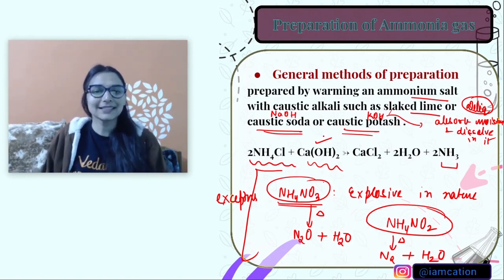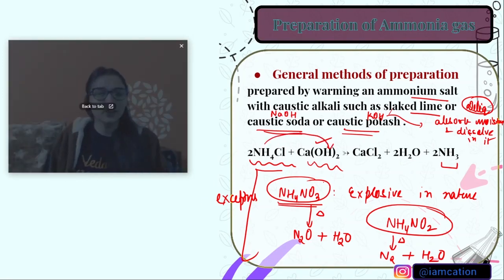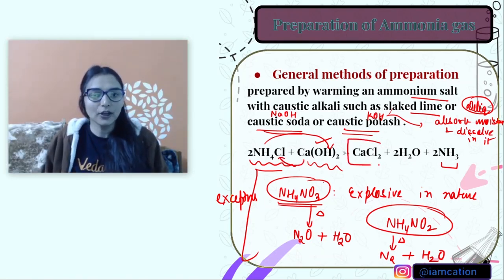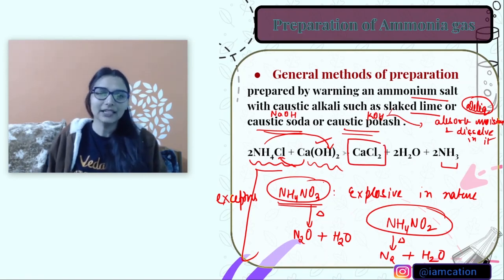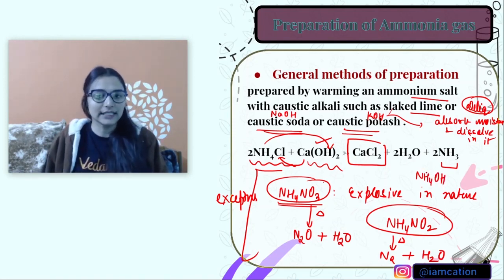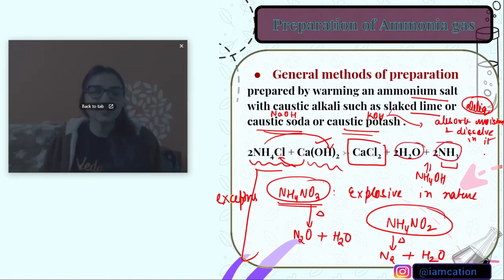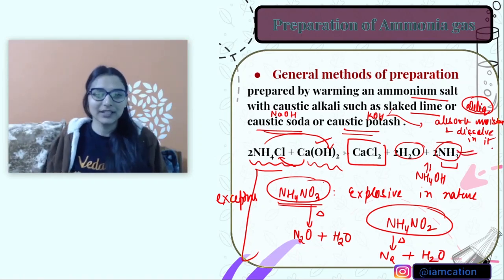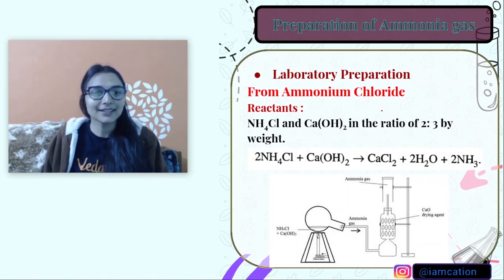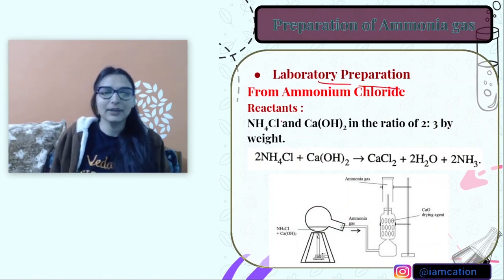This is a kind of double displacement reaction where ammonium ions combine with OH ions and calcium with chloride. Calcium ions go with chloride ions and give you the salt calcium chloride, and ammonium ions with OH ions give you ammonium hydroxide. That is again not very stable, so it decomposes to give us water and ammonia. So what do you get? Ammonia gas is released into the surroundings. This is how we can prepare ammonia gas. So have a look at how we will do it in a chemistry lab, in the laboratory preparation.